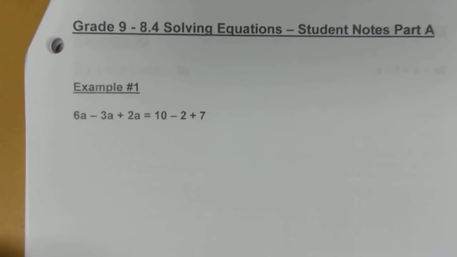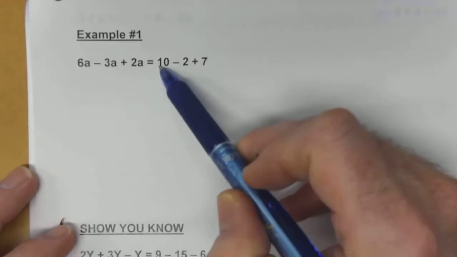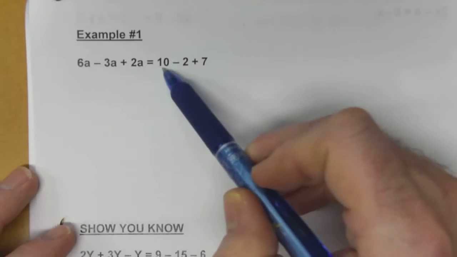So we're starting section 8.4, solving equations. We've got a part A and a part B. Part A is sort of a homegrown sort of thing. I'm leading off with an example. Here we've got an equation. There are three terms on the left, three terms on the right.